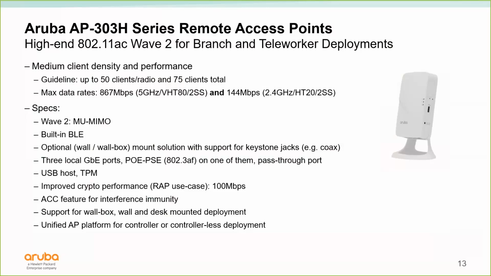Now, in terms of the actual hardware, it is a good old regular AC Wave 2 access point. It does have pretty good client density, up to 75 clients total. However, in your remote situation, you might not be dealing with that many unless this is, let's say, for a first responder or a healthcare provider where they're setting up maybe a small tent, and they have 20, 30 nurses all working in a triage center that they've just built up, right? This might be something that would work well in that situation. So I mentioned it's Wave 2. It does have built-in Bluetooth.